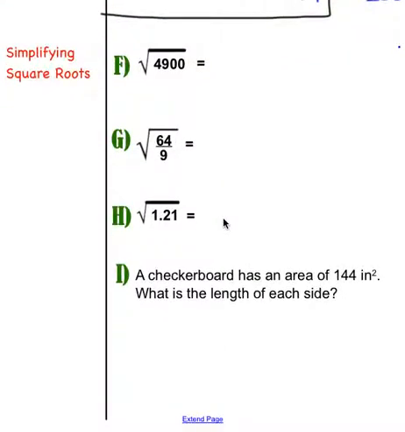Now that we have our list of perfect squares, our big task is going to be to simplify these square roots. Our first one is kind of big, but let's go for it. We should know that the square root of 49, or what this is saying is what times itself will give us 4,900. So I know that the square root of 49 is 7.